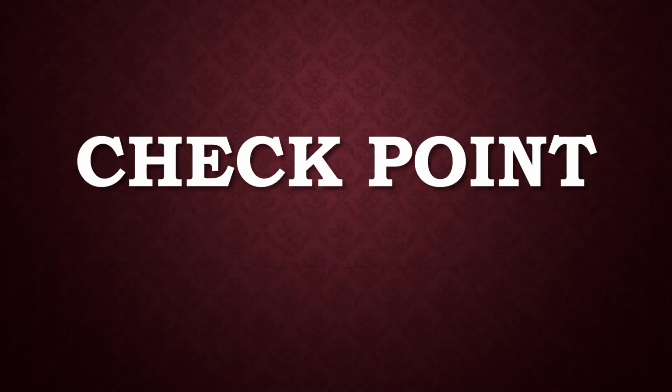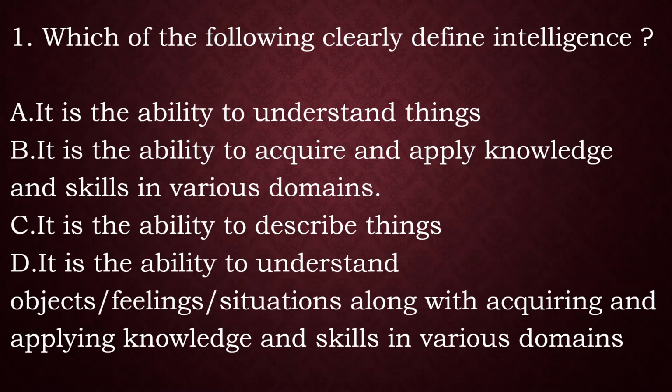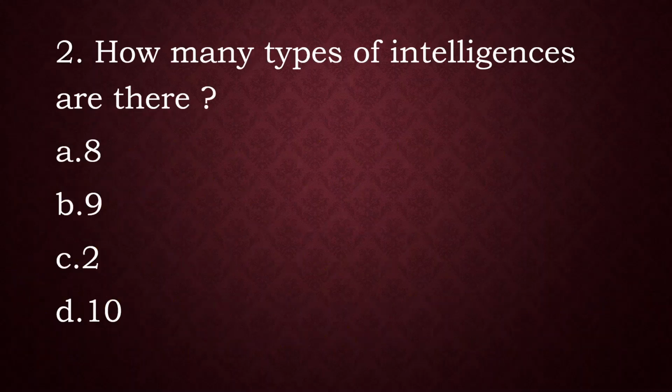Now the chapter is completed and we are going to the checkpoint. First, multiple choice questions. First question, which of the following clearly defines intelligence? It is the ability to acquire and apply knowledge and skills in various domains. And D, it is the ability to understand objects, feelings, situations along with acquiring and applying knowledge and skills in various domains. Second, how many types of intelligence are there?